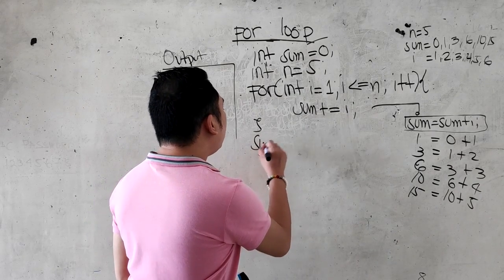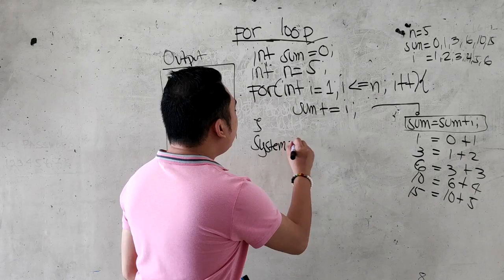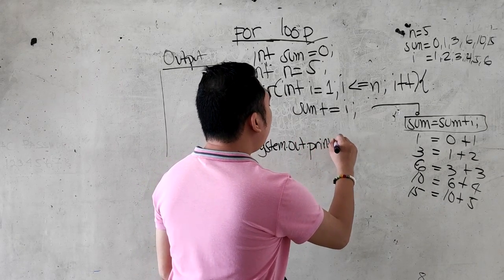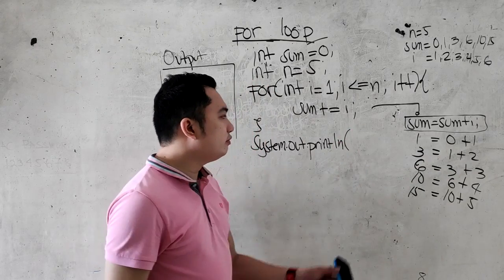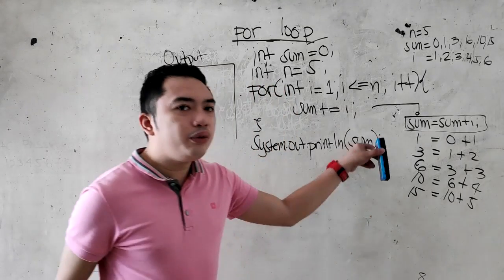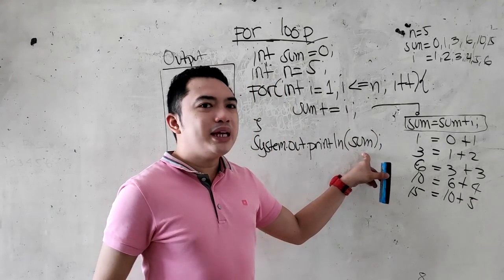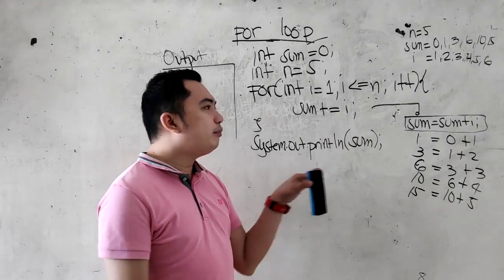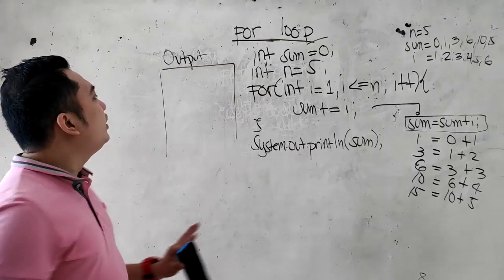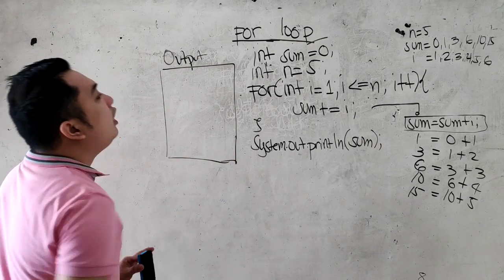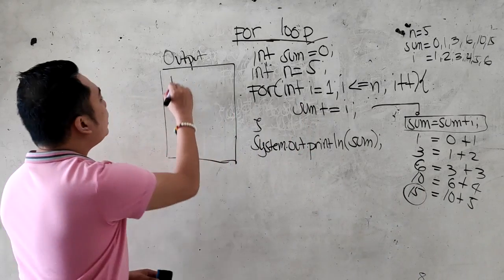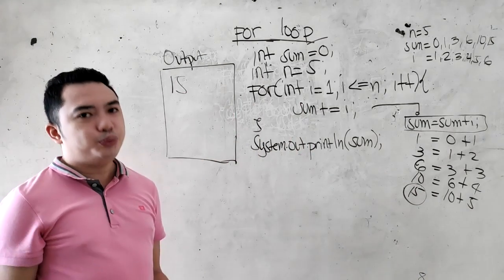So let's put another statement here. I forgot, sorry. So System.out.println. Let's just write sum. Usually we put some message here, let's say "The sum is", but we have a small screen, so I'll just write sum. So our output here is the value of sum now, which is basically 15. So it will print 15 in our output.